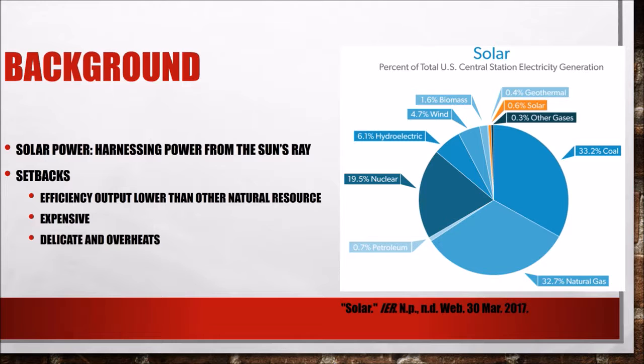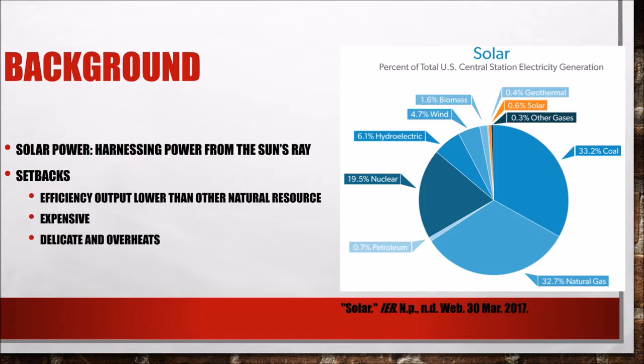used, as solar power is at 0.6% in comparison to other renewable energies such as wind and hydroelectric, which are 4.7 and 6.1 respectively. The reason for this being is that solar power currently has many drawbacks. The first being that its efficiency output is lower than other natural resources. Efficiency for solar panel currently is at max 24%. Another reason is that solar panels are very expensive as they are really hard to install and the locations have to be ideal for the current solar panels to work.